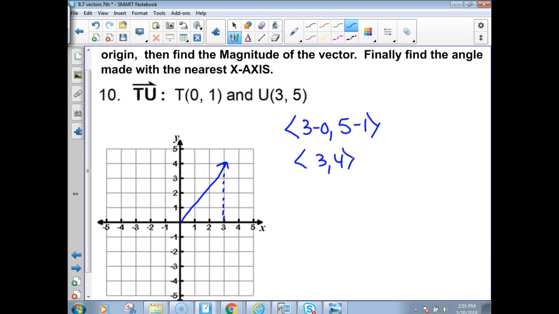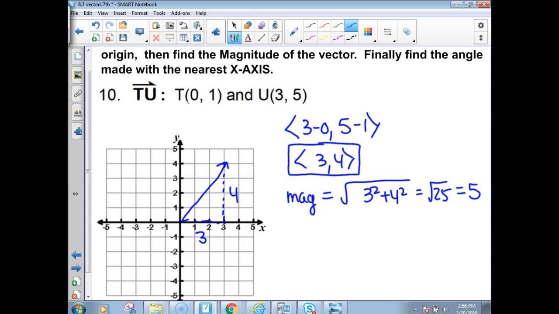The vertical change in y was 4, the horizontal was 3. So the magnitude will be the square root of 3 squared plus 4 squared. That gives you the square root of 25, and that is 5. I went kind of fast. I've done these a lot of times, but we keep getting that 9 plus 16 is 25, square root of 25 is 5. All right, so I've got two of the answers now.